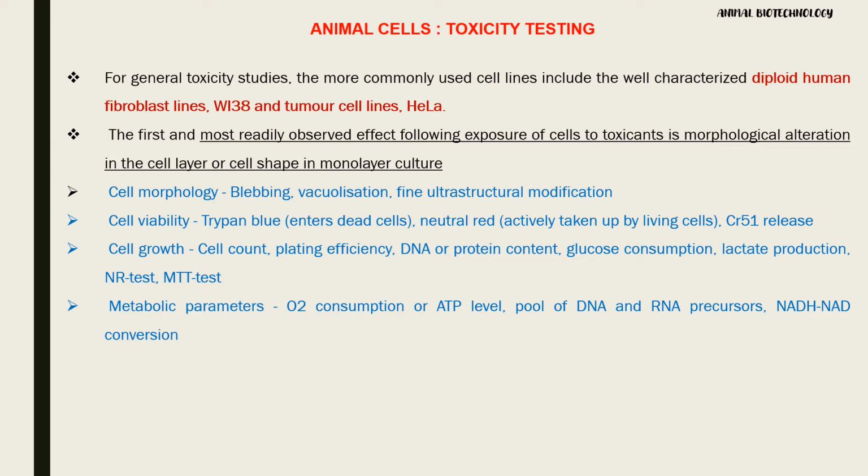The general morphological changes observed in these cells when exposed to toxicity are noted, for example, blebbing, vacuolization, fine ultrastructural modifications. Certain other parameters noted are cell viability, cell growth, metabolic processes like O2 consumption or NADH, NAD conversions, etc. Some of the cell viability studies like Trypan Blue and Evans Blue were discussed earlier.